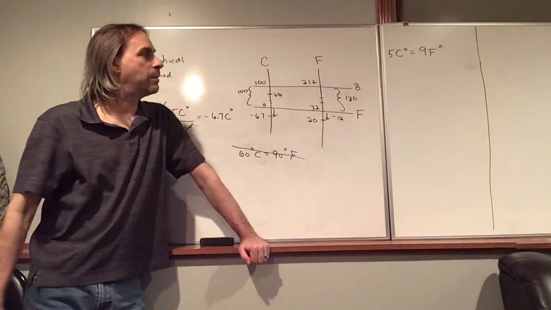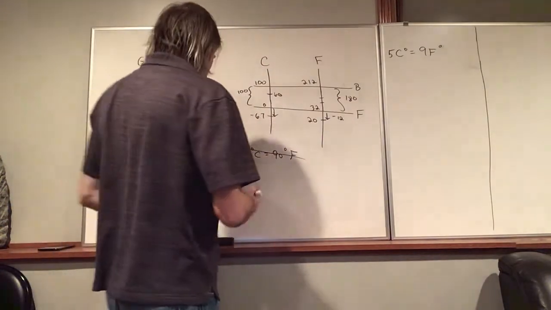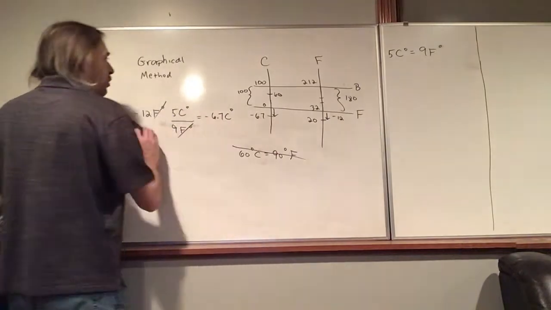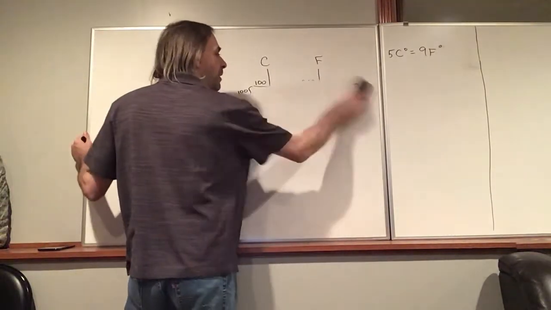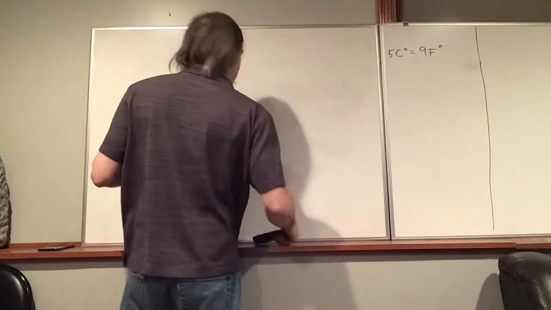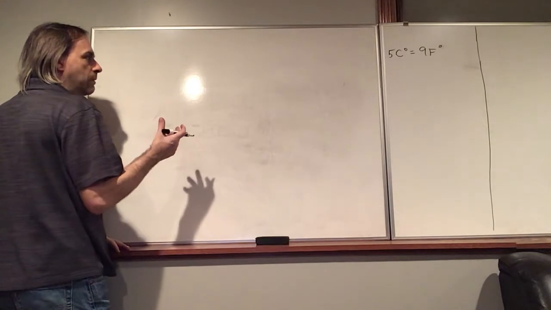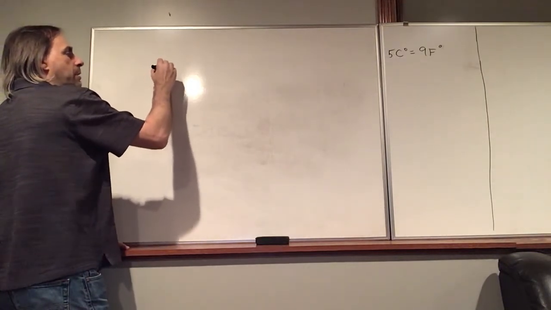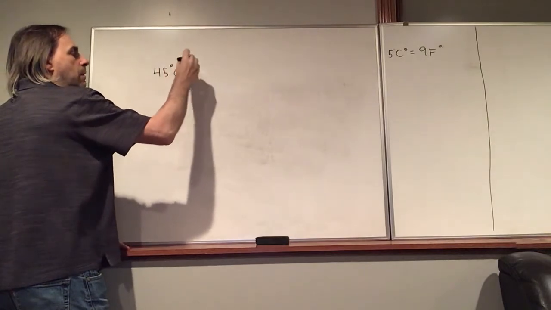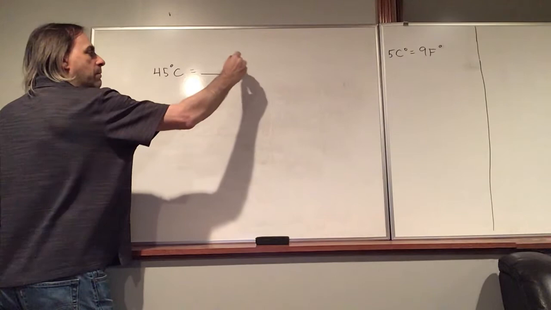We're going to talk about this equation method as well. So let's go over that. And this is convenient because it's very practical. So again, let's start with a problem. Let's say we have 45 degrees Celsius equals something in degrees Fahrenheit.